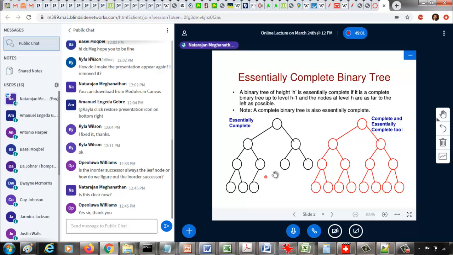Okay. Now later we are going to see how to check if a binary tree is essentially complete or not, and that could be an assignment too.